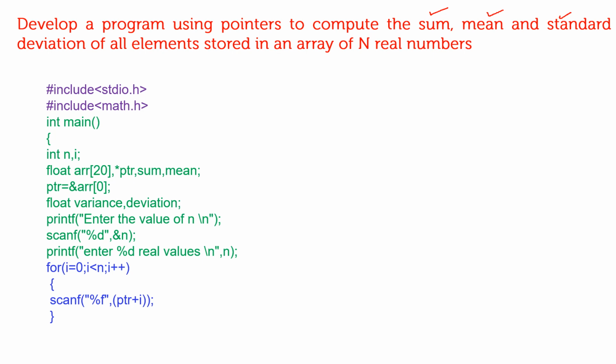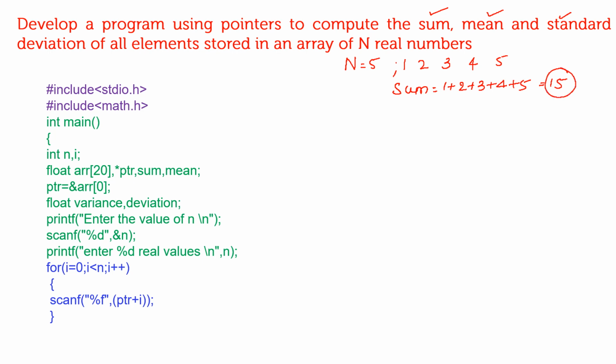Okay, so n real numbers. If I take n is equal to 5, and the real numbers are 1, 2, 3, 4, 5, what will be your formula for sum? Sum will be equal to 1 plus 2 plus 3 plus 4 plus 5. When you add everything, you will be getting 15, right? So sum is equal to 15.